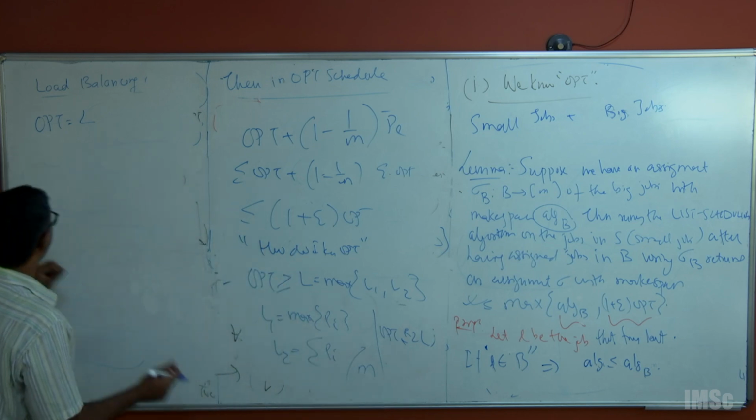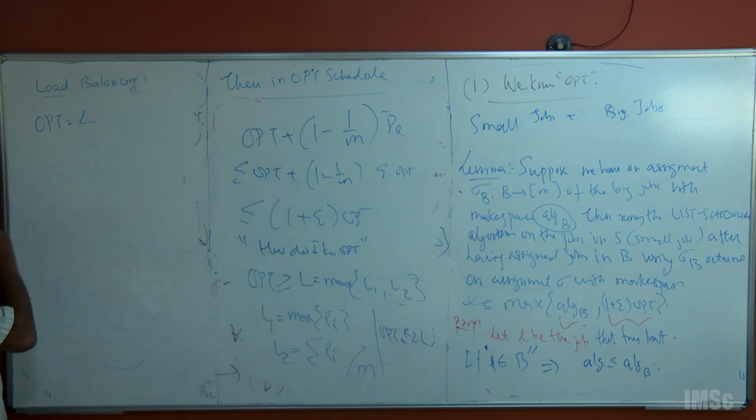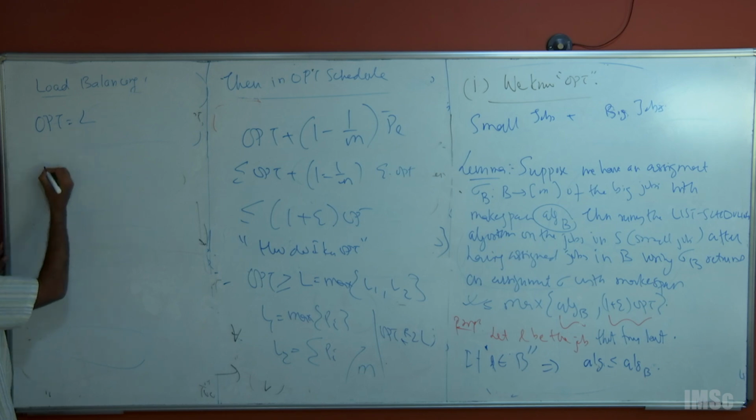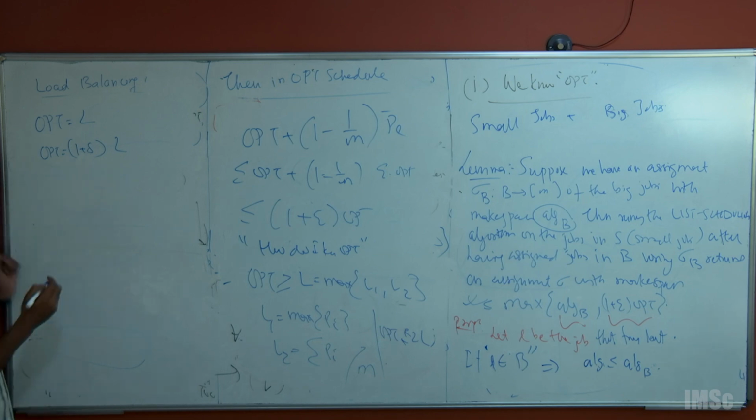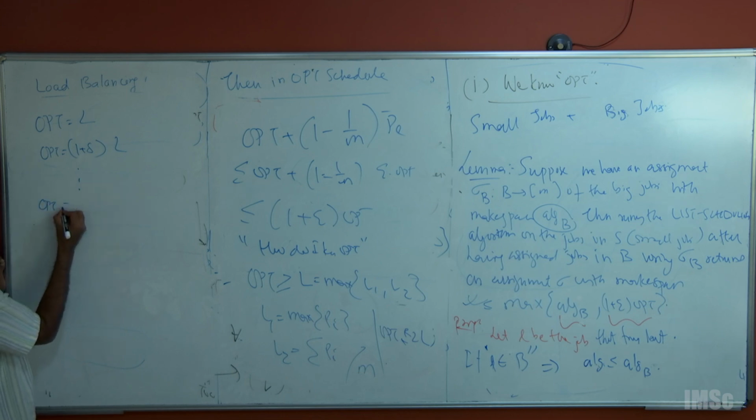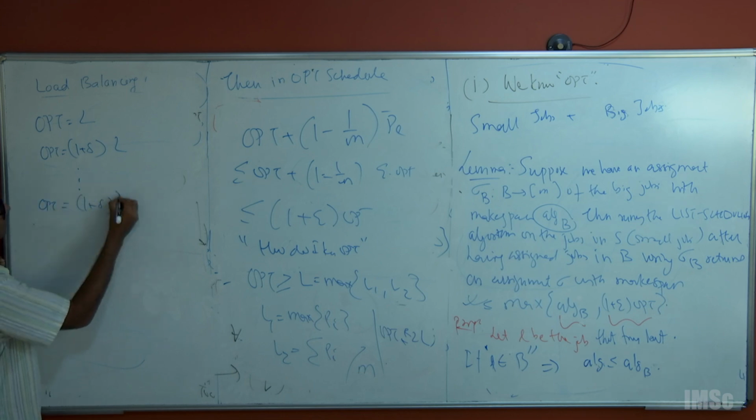Okay, fine. If I am dead, then what will I say? It means definitely this is not opt. So maybe opt is 1 plus some delta times L. Delta I have to fix. Let's try this. Succeed? Then what happens? If I succeed, look at the first time I succeed.